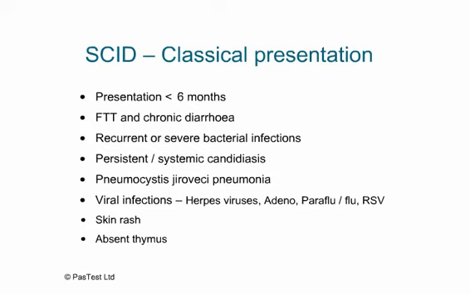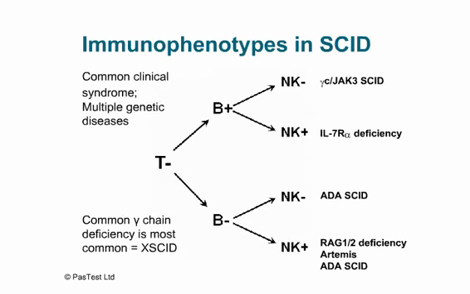SCID is not a single disease. It's a common clinical syndrome with multiple genetic causes. And clues to the genetic cause can be determined by looking at exactly which cells are present and which are missing. So the most severe form of SCID would be no T cells, no B cells, and no NK cells. And there are a number of conditions that can do this, but the most common form is a condition called ADA, or adenosine deaminase deficiency SCID.